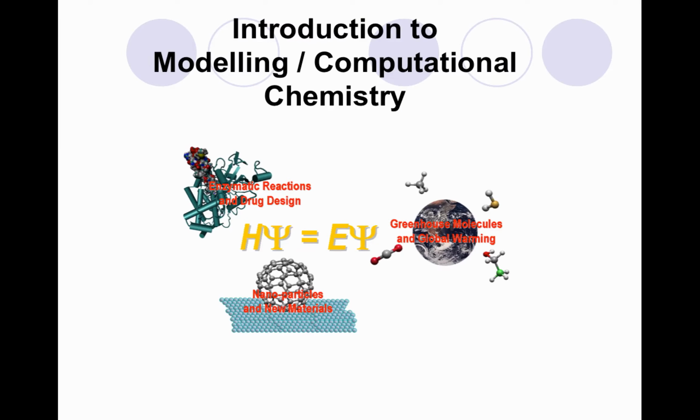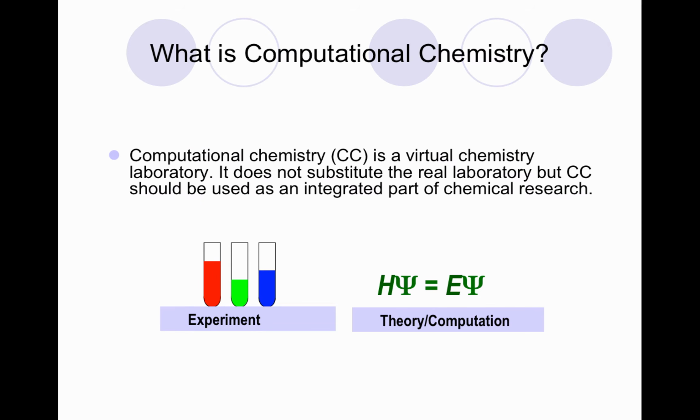This video here is meant as a very brief introduction to computational chemistry, or modeling as it is also called. So what is actually computational chemistry? Well, in my view, computational chemistry should be seen as a virtual chemistry lab. It does not in any way mean that it substitutes the real chemical lab, but computational chemistry should indeed be used as an integrated part of chemical research.